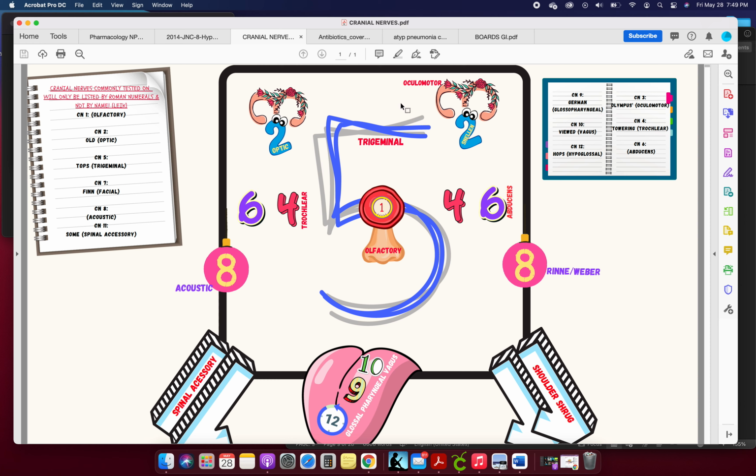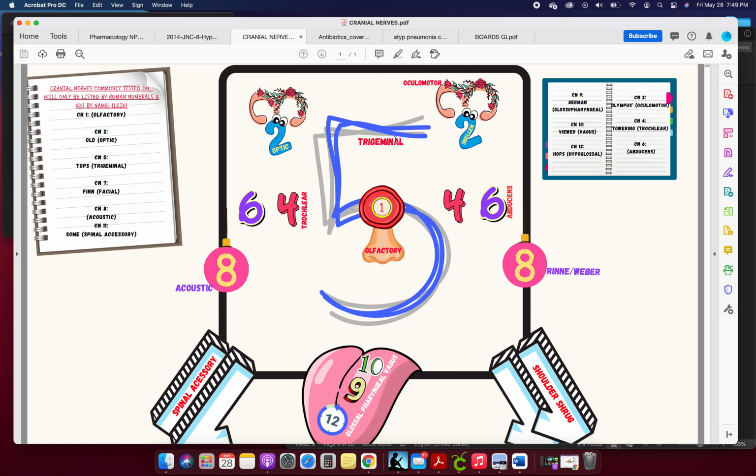So, cranial nerve 3, which represents the eyebrow. This is supposed to be like a face. Cranial nerve 3 represents the eyebrows, and it's your oculomotor nerve. Whether that's raising the eyebrows or whatever that is, you can put two and two together. Cranial nerve 2, and I have the little eyes, is for the optic nerve. With the optic nerve, you're going to be testing using, say, the Snellen chart, which is why I put the Snellen word there.